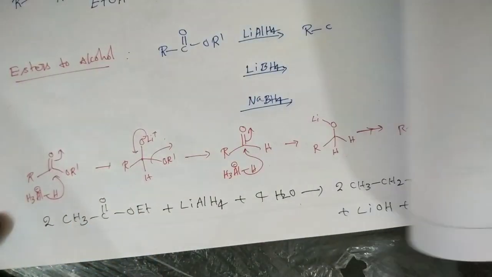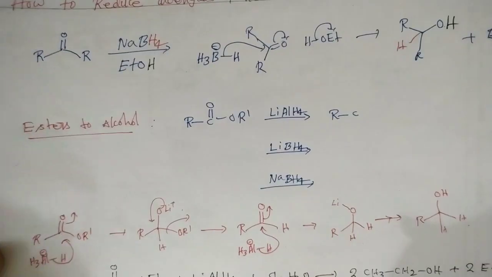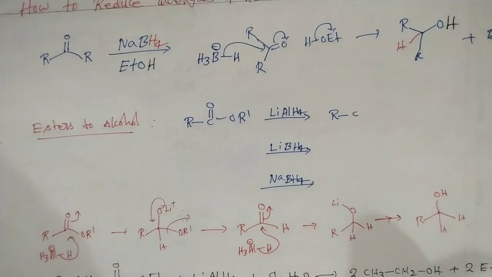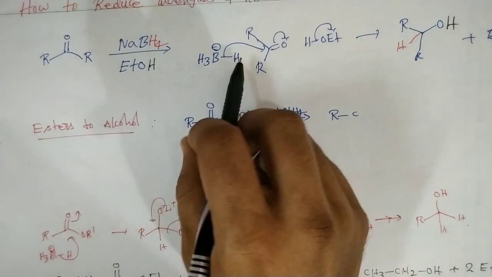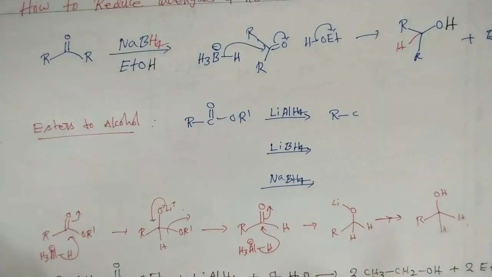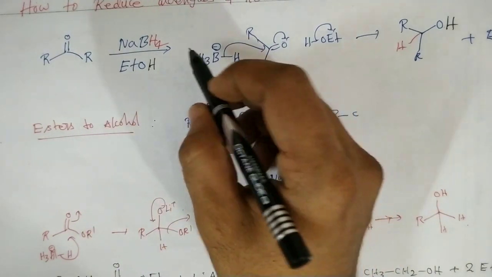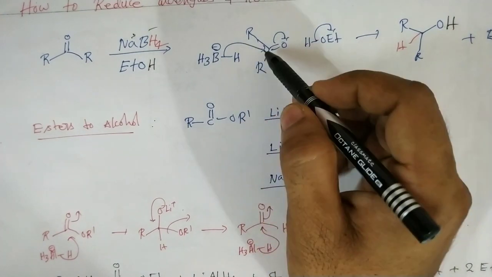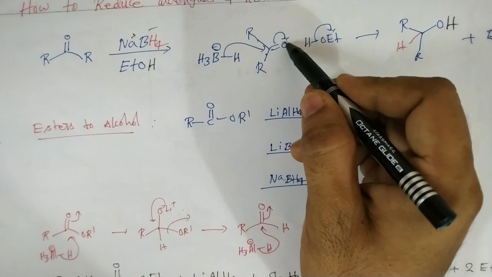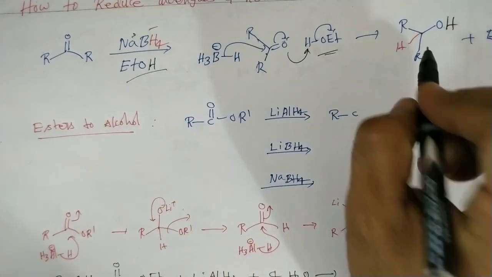Next, how to reduce aldehydes and ketones to alcohols. You know that when a ketone reacts with sodium borohydride, the ketone is reduced to alcohol. It is Na⁺ and BH4⁻. The H⁻ from the BH4⁻ attacks this electrophilic carbon, and the transfer of electrons takes place to the oxygen. This O⁻ accepts the H⁺ from the solvent, so finally we get this compound.